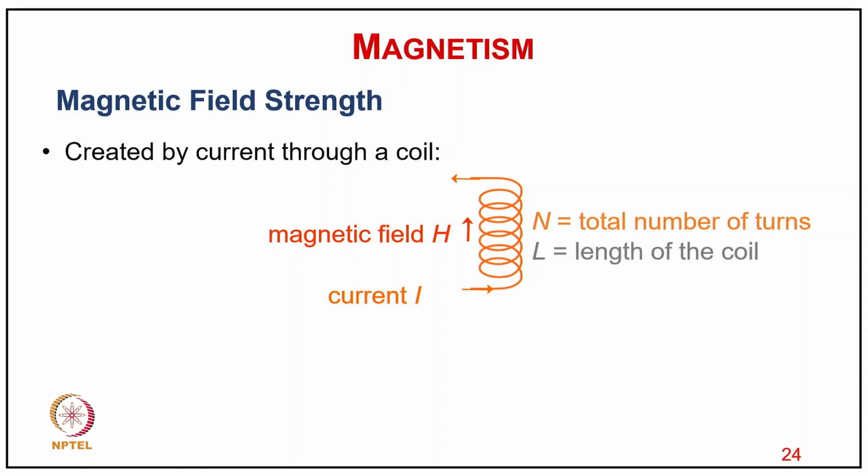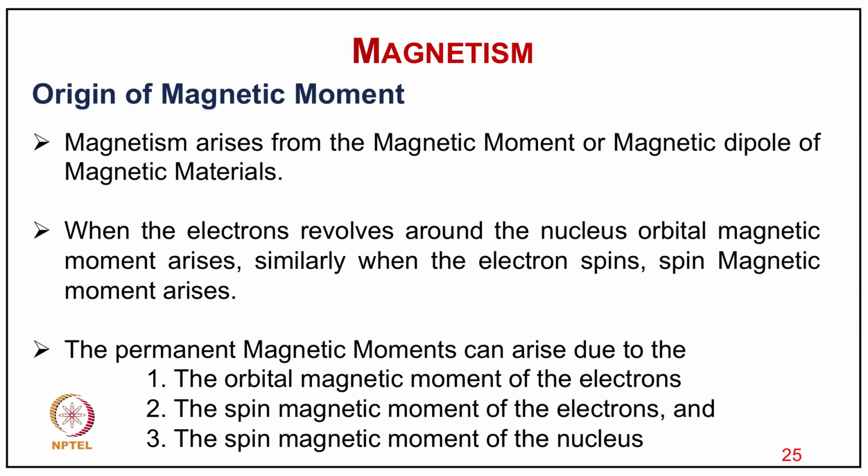Magnetism arises from the magnetic moment or magnetic dipole of the magnetic material. When the electrons revolve around the nucleus, an orbital magnetic moment arises. Similarly, when there is electron spin, a spin magnetic moment arises. The permanent moment can arise due to the orbital magnetic moment of the electron, the spin magnetic moment of the electrons, and the spin magnetic moment of the nucleus.